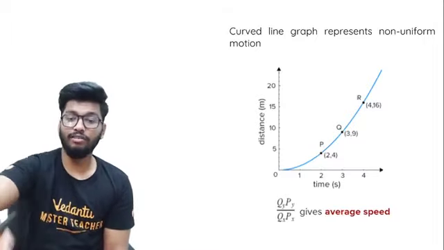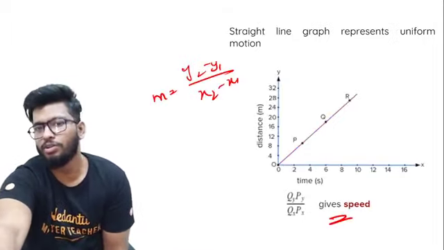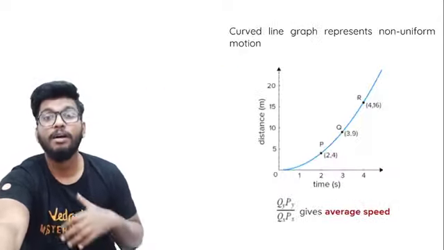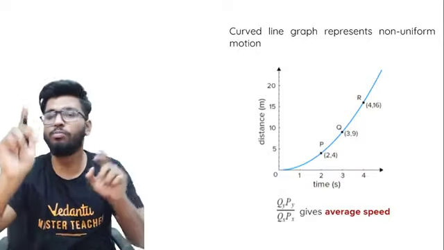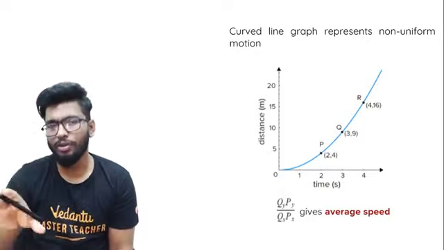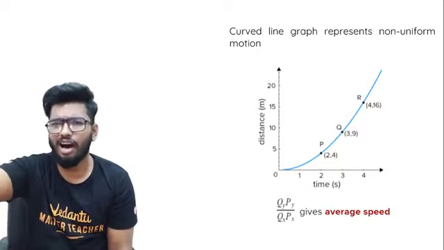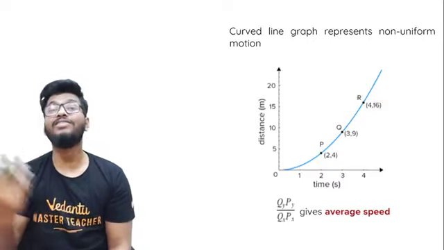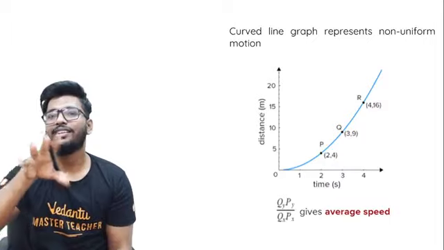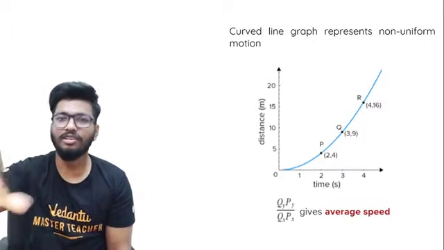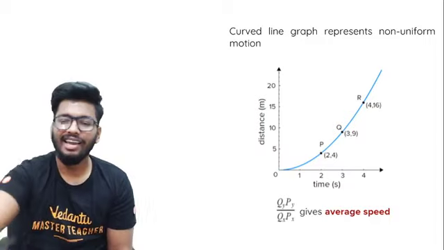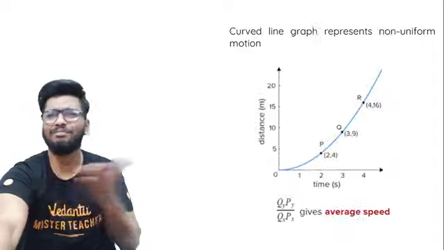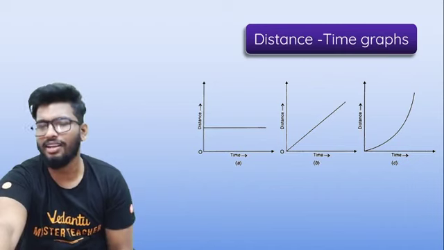Now if you have a graph of a body which is going in uniform motion, whichever two points you take, the slope will be the same because the speed is going to be constant. But in the case of non-uniform motion, no matter which two points you take, it could be P and R, Q and R, or Q and P, it does not matter. That will give you the average speed. So when you find the slope, you'll find the average speed. In the case of uniform motion, the average speed and speed are the same, so you don't have to worry about that at all. But here, it's going to be a little different.